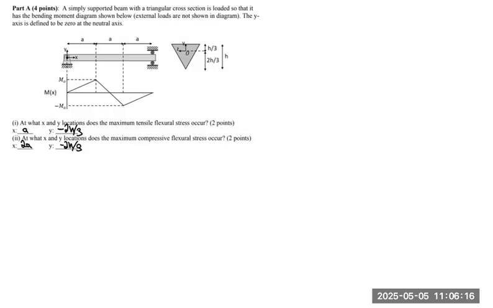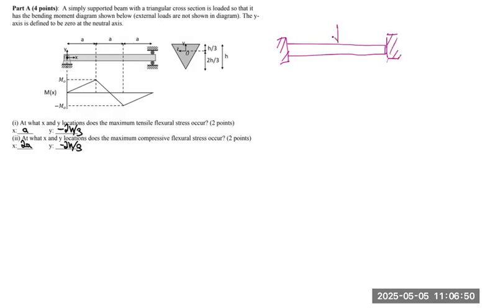and at what x and y locations does the maximum compressive flexural stress occur. So first, let's do an overall review of our bending moment diagram since the convention is not as intuitive as we would think. For instance, if we have a simple beam under 3-point bending conditions, so here's a beam, and it's under 3-point bending conditions, and the two ends are fixed.